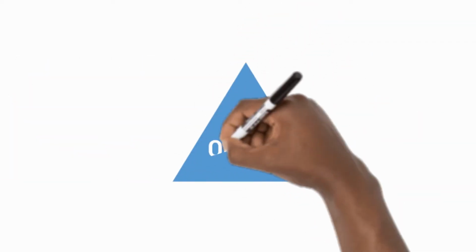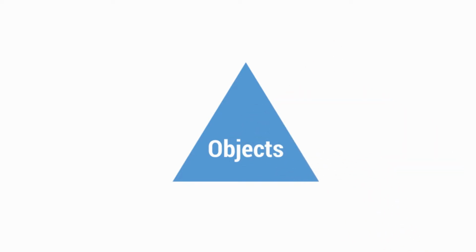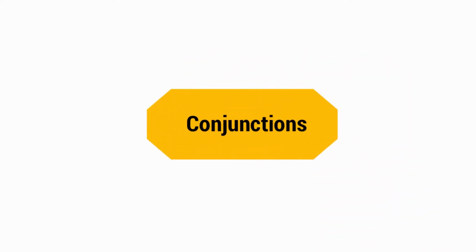The triangle shape represents the objects, which has the same properties of the subject. The octagon shape represents conjunctions. It is good to note that after each conjunction, the pattern starts all over again.